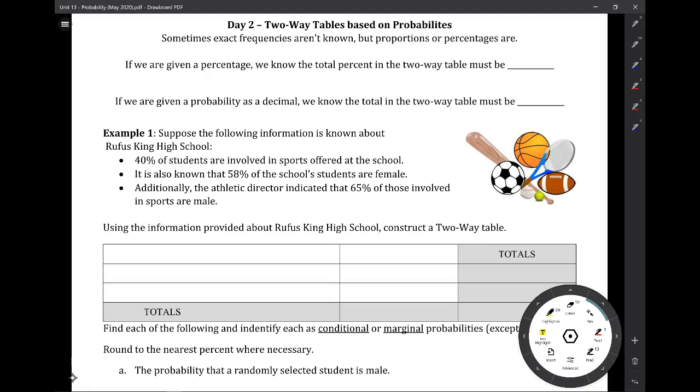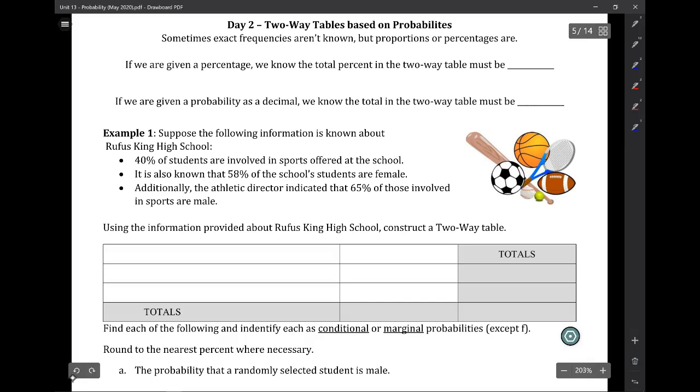So, welcome to day 2 of probability. Today we are going to continue talking about two-way tables, but this time it's going to be based on probabilities. So if in a problem we are given something in terms of a percentage, what we might want to do is make sure that the total in our table adds up to 100%. So what we would call our grand total would actually be adding up to 100.